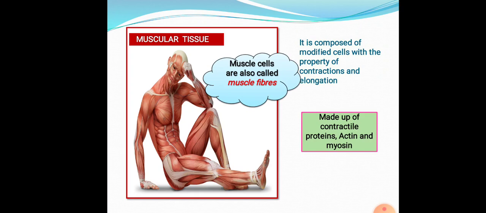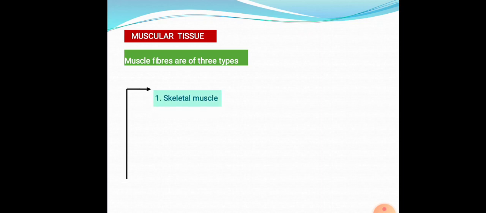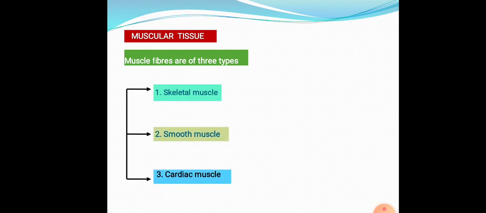Muscle fibers are made up of contractile proteins called actin and myosin. Because of these actin and myosin proteins, we can see the contraction and relaxation of the muscle fibers to bring about the movement in the body. Muscle fibers are of three types. Those are skeletal muscle, smooth muscle, and cardiac muscle.